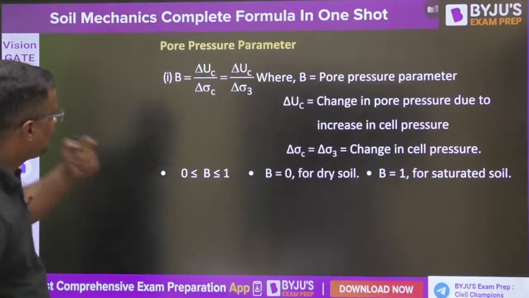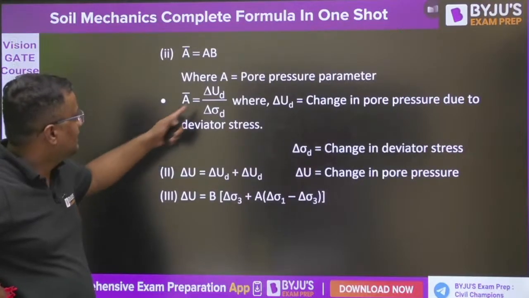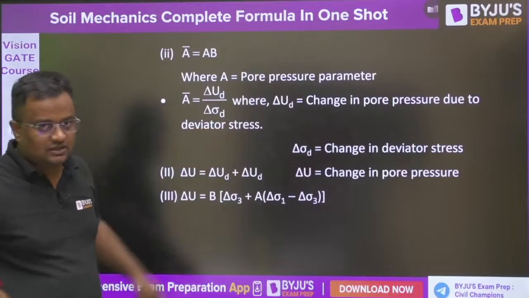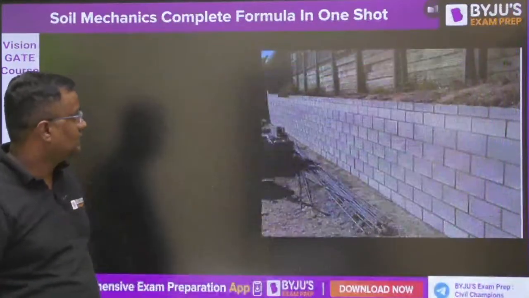This is B, delta U, change in pore water pressure with delta sigma C, change in the cell pressure, and A is the change in pore water pressure with respect to the change in deviatoric stress. How much deviatoric stress we are changing and correspondingly how much delta U is changing.